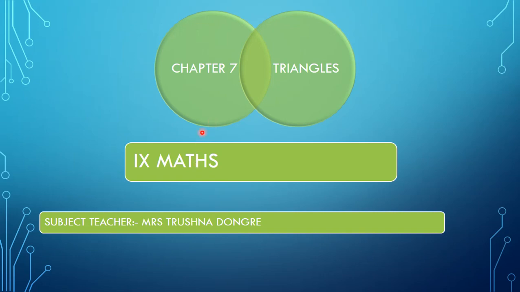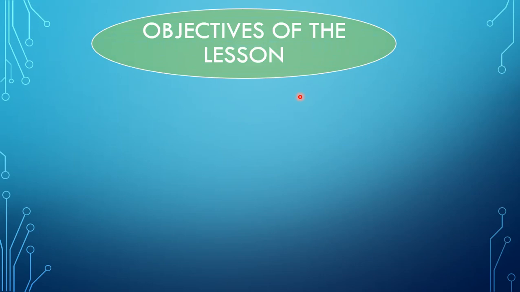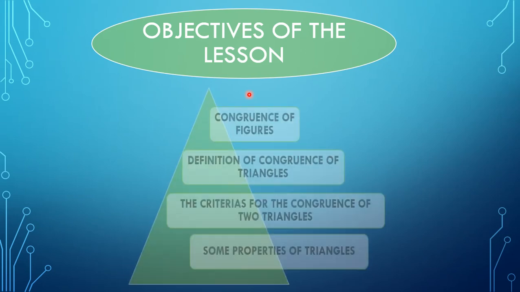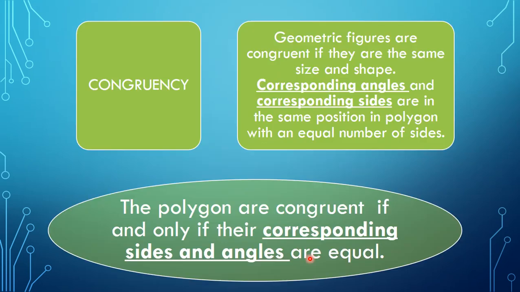Ninth class, chapter number 7, triangles. Now the objectives, or what we will learn in this chapter, are the congruence of figures, the definition of congruence of triangles, the criteria for the congruence of two triangles, and some properties of triangles.